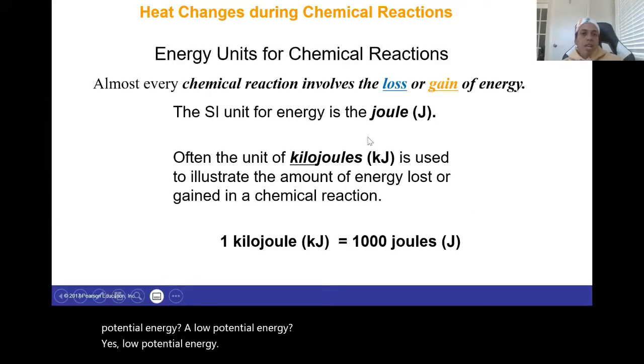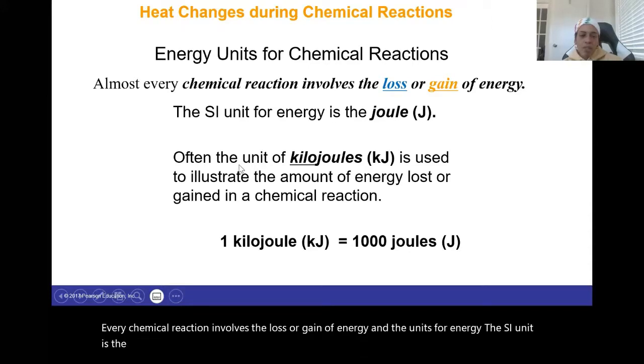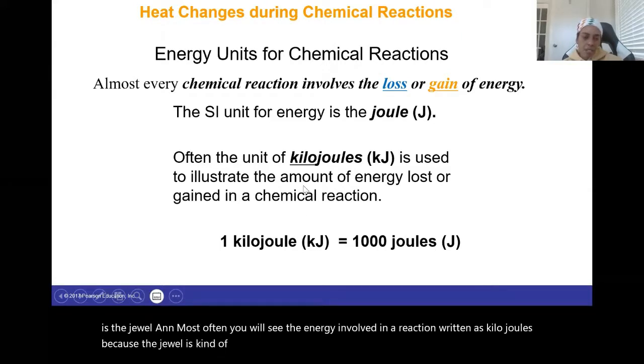So every chemical reaction involves the loss or gain of energy. And the SI unit for energy is the joule. Most often you will see the energy involved in a reaction written as kilojoules, because the joule is kind of small in terms of the amount of energy that would be reacting. You will sometimes see kilocalories as well.